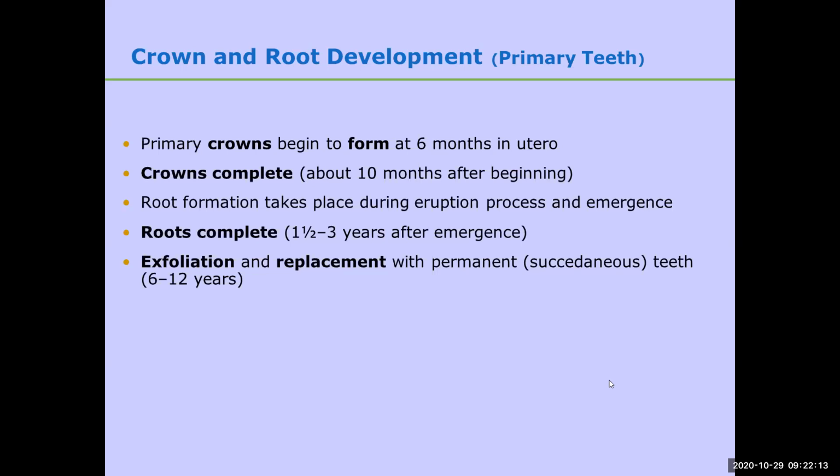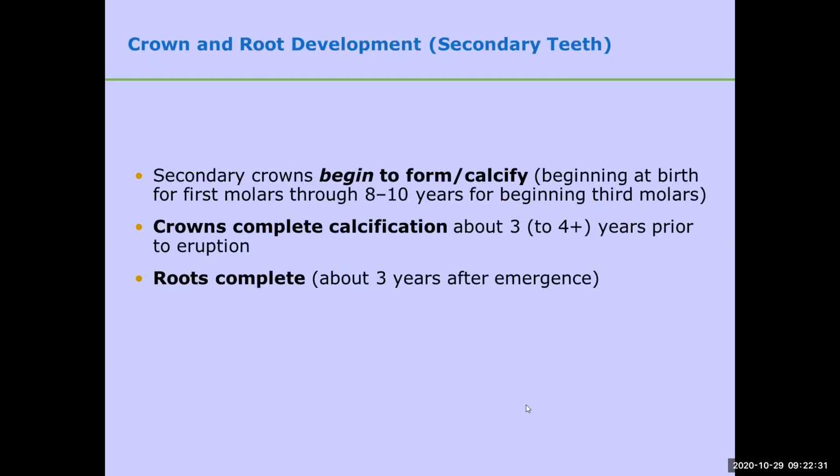Then exfoliation, the act of those roots being resorbed and replaced with the permanent or succedaneous teeth, happens at about 6 years of age and goes to about 12 years of age. So these are the important dates that you need to know.